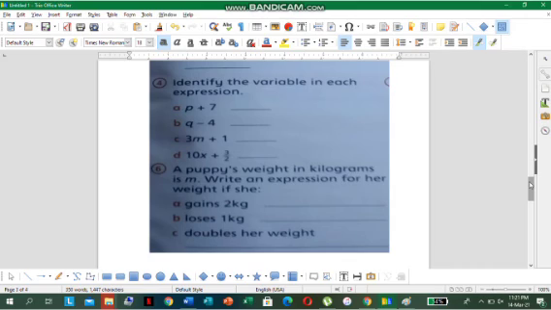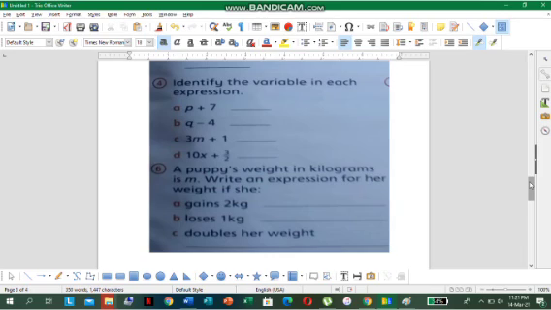Because m is the variable of the puppy's weight. We don't know the puppy's weight. The puppy's weight is unknown. So we use the letter m as a symbol for that unknown number. So the expression would be 2 kg plus m.